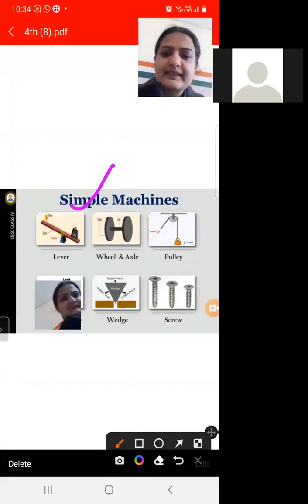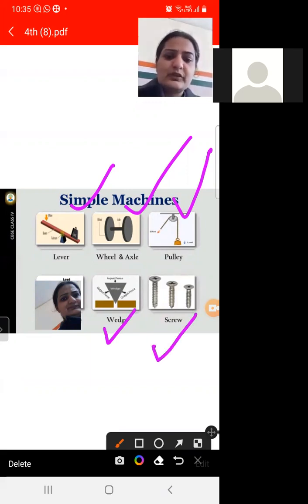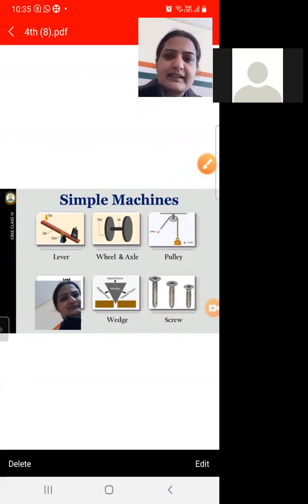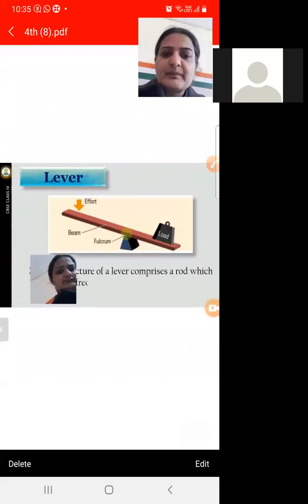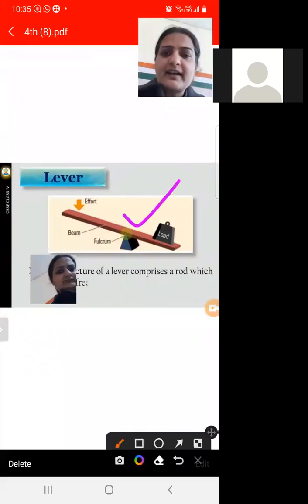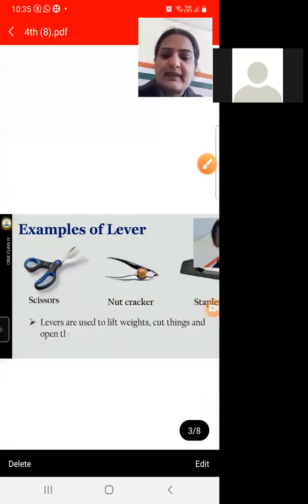So next is wheel and axle. Third is pulley. Fourth is wedge. Fifth is screw. So these are examples of simple machines. So what do you mean by lever? It is the lever shown in the figure. It is used to lift weight, and it is a rod inclined at some angle.